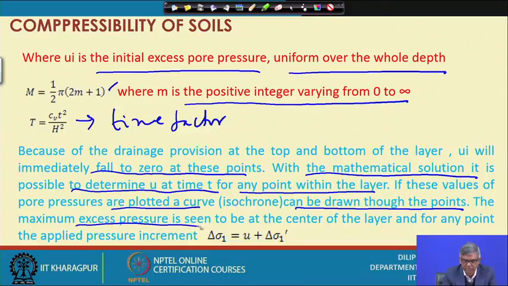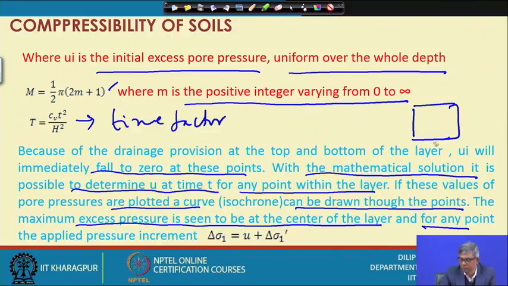The maximum excess pressure is seen to be at the center of the layer. This is the initial excess pore pressure, and immediately at the drainage boundary it will become 0, but pore pressure at any other time at any depth will not be 0; it will be something else. If you find different points and join them, you get a curve like this, that is called an isochron. So, for different times, different isochrons can be obtained. I will show you that in the next slide.